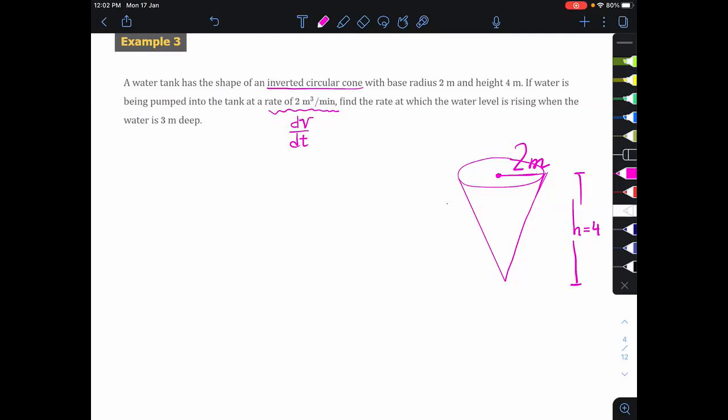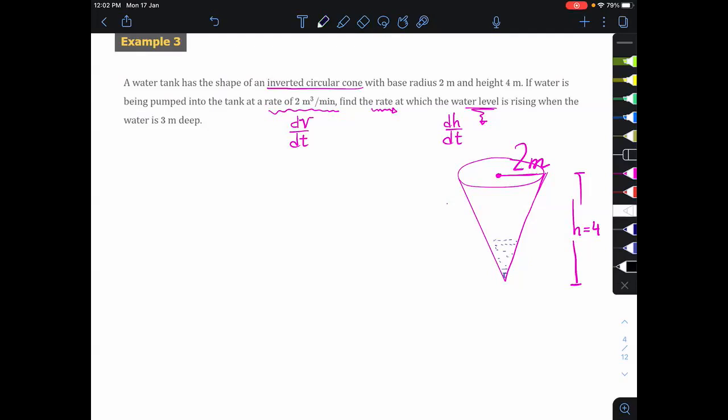بيتملى بالمعدل ده. طيب, find the rate at which the water level is rising when the water is 3 meters deep. The water level means the height, يعني dh over dt. And I'm asking for the rate لما الwater level بتاعه rising لحد ما يكون 3. Rising like this, guys, till the height will be 3. Pay attention, please.